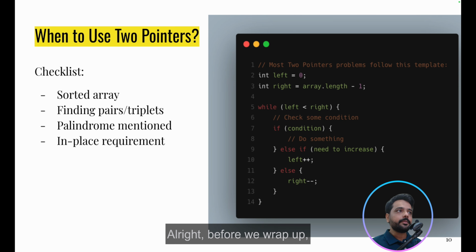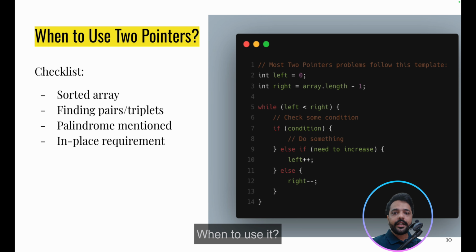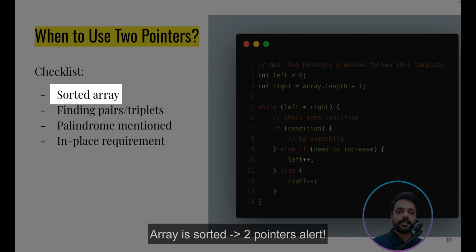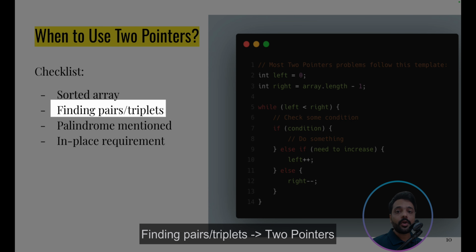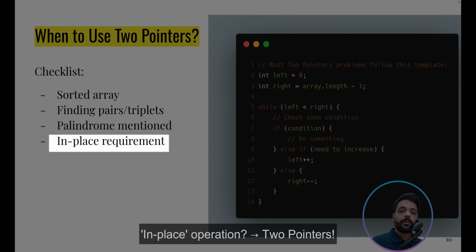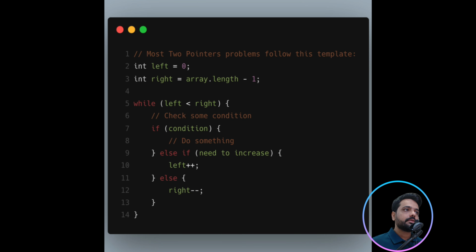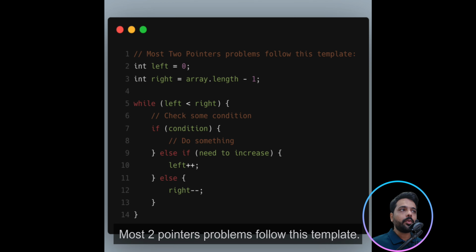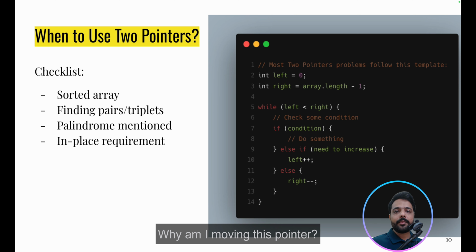Alright, before we wrap up, here's my cheat sheet for two pointers success. When to use it? Array is sorted, two pointers alert. Finding pairs, triplets, two pointers. Palindrome mentioned, two pointers. In place operation, two pointers. Here's the universal pattern. Most two pointers problems follow this template. One pro tip, always ask yourself, why am I moving this pointer? If you can answer that, you have got it.